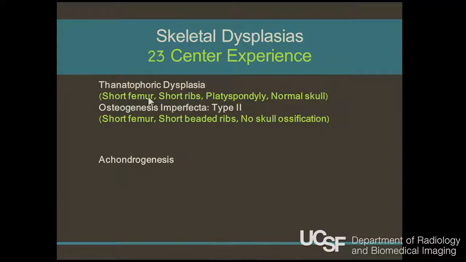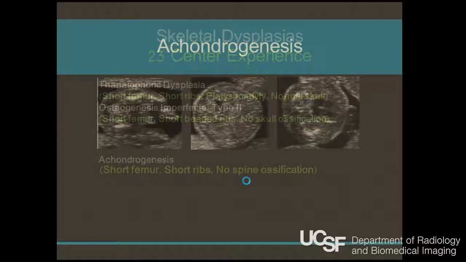These we already know. You have the short femur, short ribs, which they both have, but it has the platyspondyly, if you know what to look for, and a normal-looking ossified skull, except for one type that has the cloverleaf skull. Osteogenesis imperfecta has got the short femur as well, but the beaded, broken, angulated ribs and no skull ossification. So they look different from one another. And if you were shown something like this, which you probably wouldn't, but again, short femur, short ribs. And the trick here is that there's no spine ossification. So the three of these look very different, and they're the three most common of extremely uncommon entities.